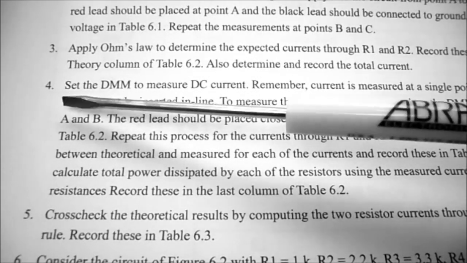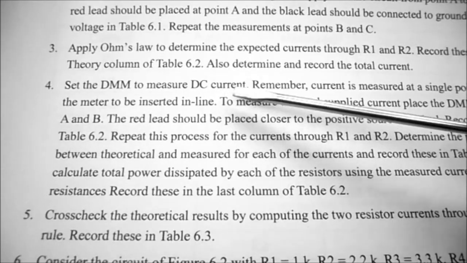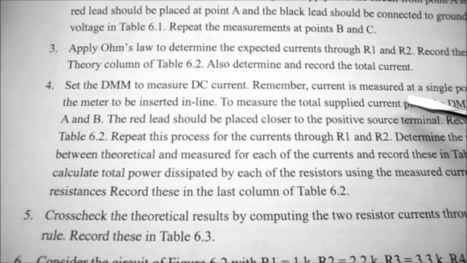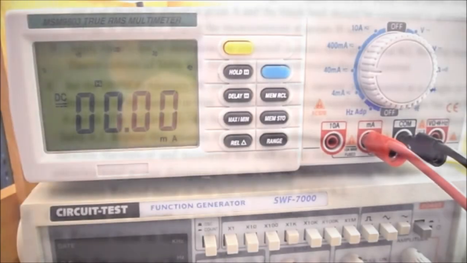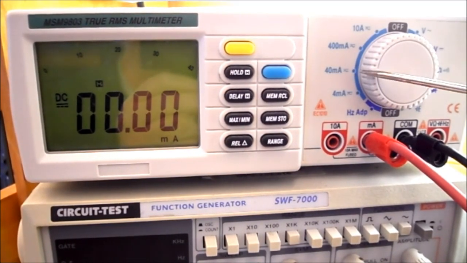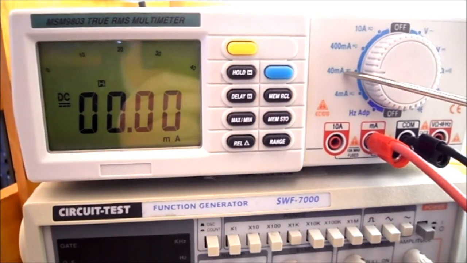So under the procedure, step 4, we're going to set up the DMM to measure DC current, and we need to remember that the current is measured at a single point and requires the meter to be inserted in line. So I just wanted to show you the setup for the meter. We know that all our currents are going to be less than 40 milliamps.